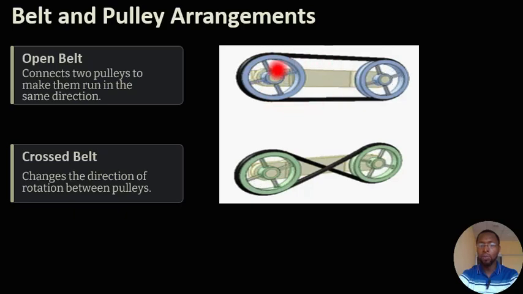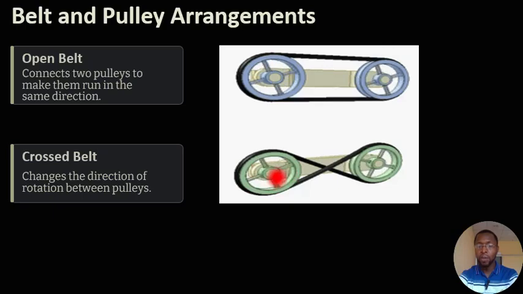In my own case, they are both moving in anti-clockwise direction. The bigger pulley is moving in anti-clockwise direction. Same way with the smaller pulley, moving in anti-clockwise direction due to the belt connected to it. So whenever you have this kind of belt making the pulleys move in the same direction, you refer to it as open belt. But on the other hand, when you have cross belt, in this case, there is change in direction of rotation between the pulleys.